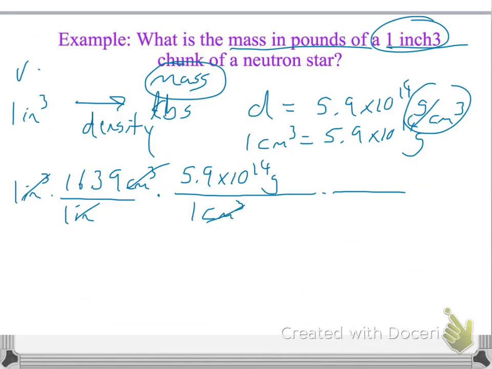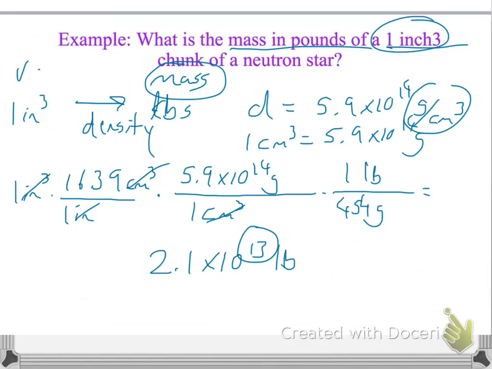And one of these things I've memorized is there are about 454 grams in every 1 pound. And plug that into your calculator, and you should get something like 2.1 times 10 to the 13th pounds. And if anyone knows what this means, we're talking about 21 trillion pounds. Be quite a paperweight.